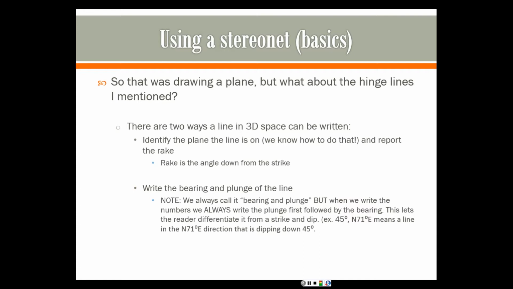So in the example at the bottom here, 45 degrees is the plunge. North 71 east is the bearing. So that's important when you go to do these. If it says that it's a bearing and plunge, the second number is the bearing, the first number is the plunge.